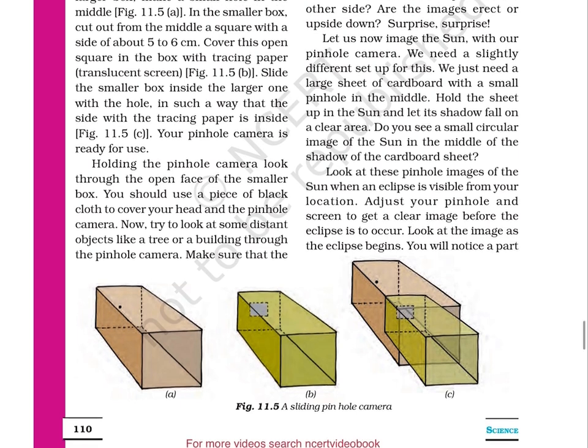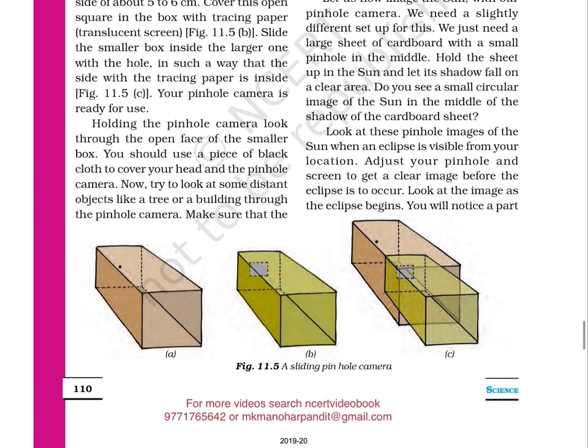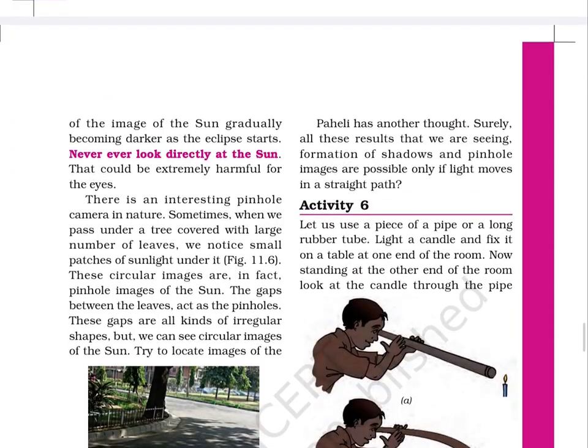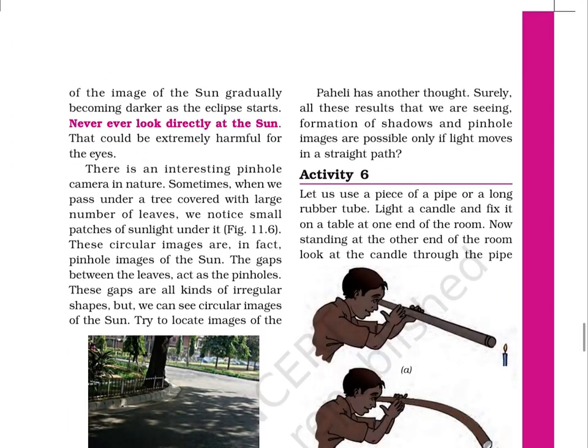Look at these pinhole images of the sun when an eclipse is visible from your location. Adjust your pinhole and screen to get a clear image before the eclipse is to occur. Look at the image as the eclipse begins. You will notice a part of the image of the sun gradually becoming darker as the eclipse starts. Figure 11.5 ABC shows a sliding pinhole camera.